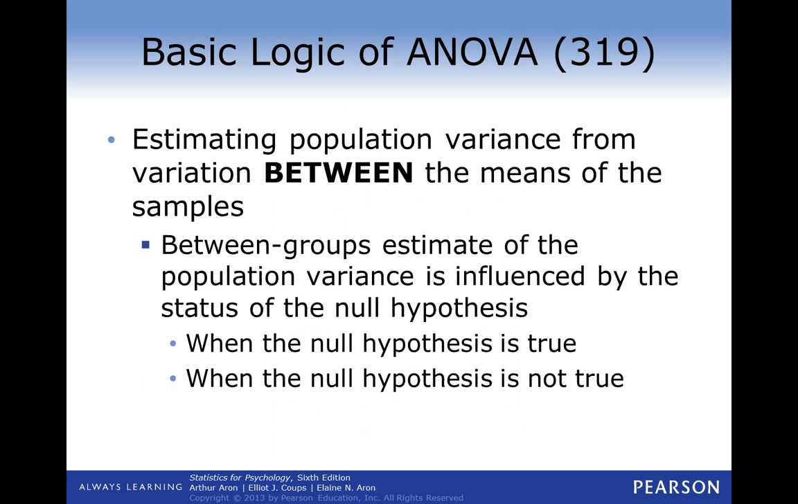The between-group variance is influenced by the null hypothesis. In other words, the between-group variance, if the null hypothesis is true, should show no difference between the groups. If the null hypothesis is false, you should then see differences between the groups, and this will be due to your treatment, that is the level of the independent variable that each group received.